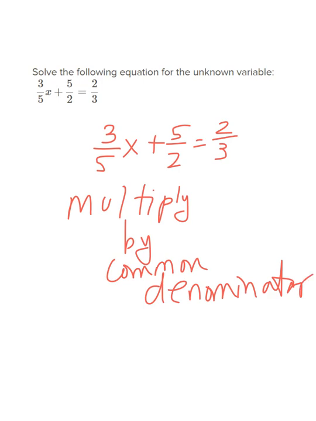Now this is a new technique. Multiply by the common denominator. So what is the common denominator? Look at the denominators. The denominators are 5, 2, and 3. What is the common denominator of 5, 2, and 3? That's right. I heard you say 30. Good job. So the common denominator of 5, 2, and 3 equals 30. So I'm going to multiply every term by 30.